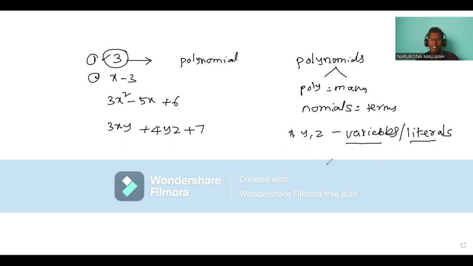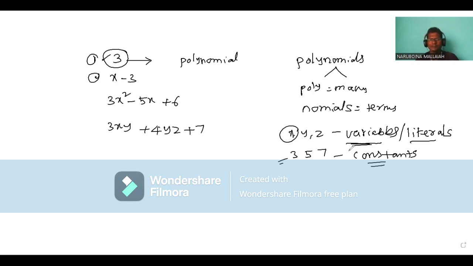Numbers 3, 5, 7, these are constants. Numbers are called constants because their value won't be changed. 3 means 3 only. There is no change in its value. Whereas x, y, z, a, b, c, these are variables. They will be changed. We have to substitute different values for x. Sometimes we take x is equal to 1, sometimes 2, like that. We can replace any value in the place of x. That's why they are called variables.